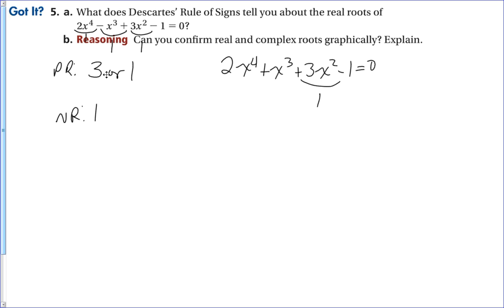If you graph it, okay, however many times your graph crosses your negative x-axis is going to be your negative number of zeros. However many times your graph crosses the positive x-axis is going to be your positive number of real zeros. Now, what about these complex ones? Can you graph a complex root on an xy coordinate plane? Hopefully you said no, because you can't graph an imaginary number on a real plane. So you cannot confirm the complex roots graphically, but you can confirm the real roots graphically.